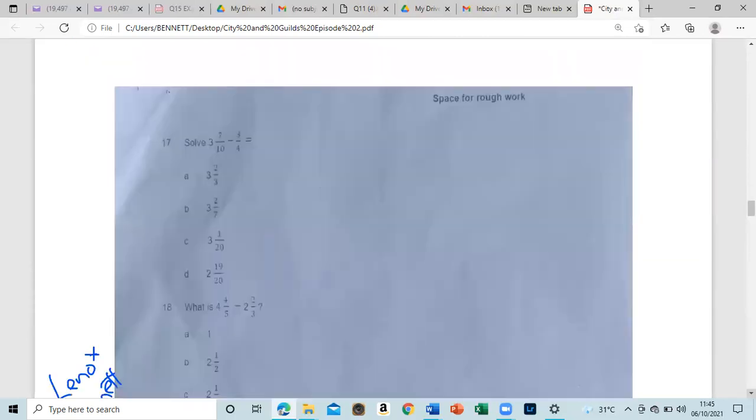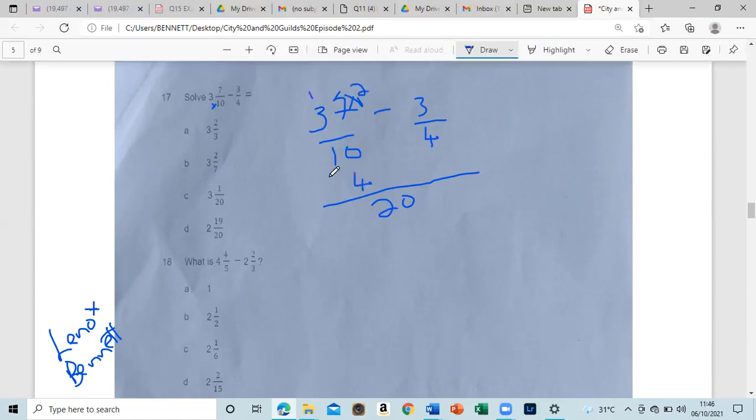All right. So this one says solve 3 and 3/7 minus 3/4. Could be the one in the hard way. So 3 times 10, that's 30, and that's 37 over 10. Minus 3/4. The lowest common multiple would be 20, the lowest number that 10 and 4 can go into. 10 into that goes 2 times. 2 times 37 is 74. 4 into 20 goes 5 times. 3 times 5 is 15.